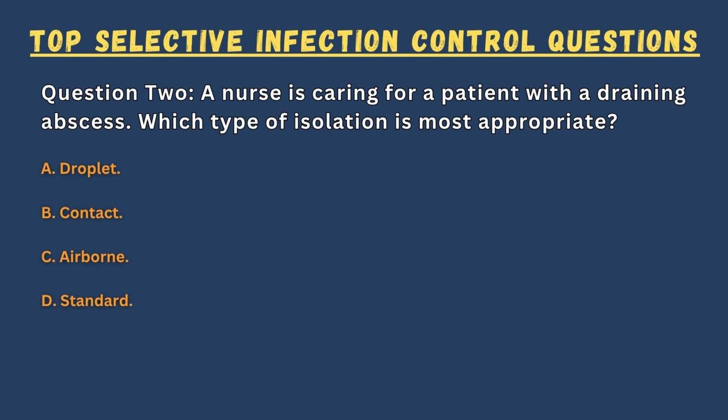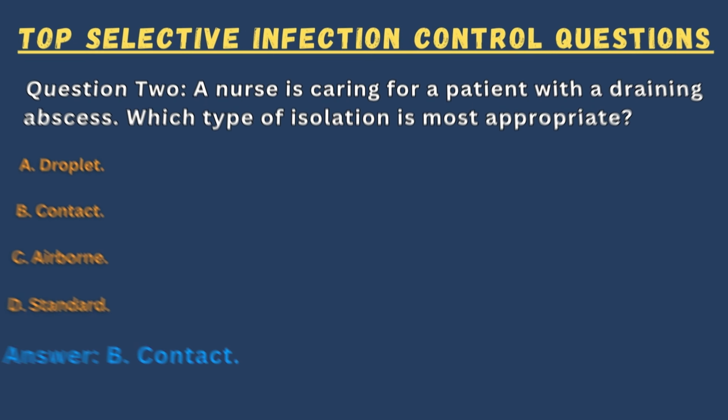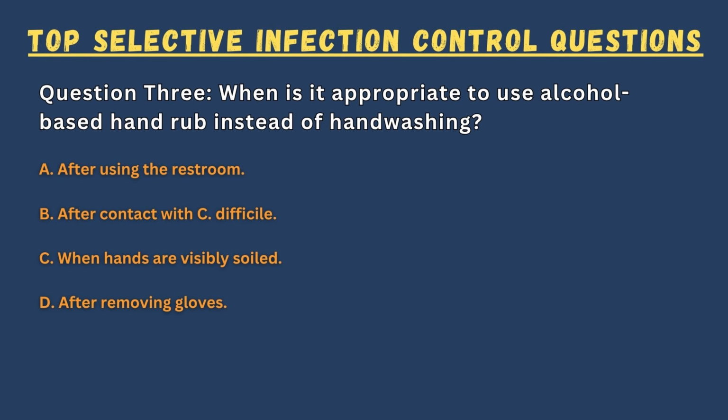Question 2. A nurse is caring for a patient with a draining abscess. Which type of isolation is most appropriate? A. Droplet. B. Contact. C. Airborne. D. Standard. Answer. B. Contact.